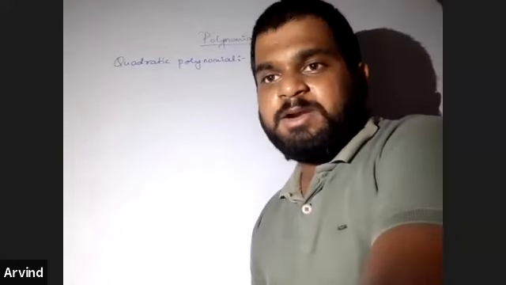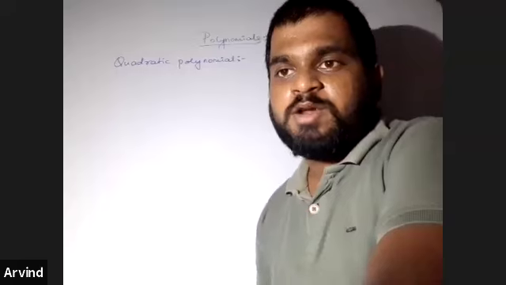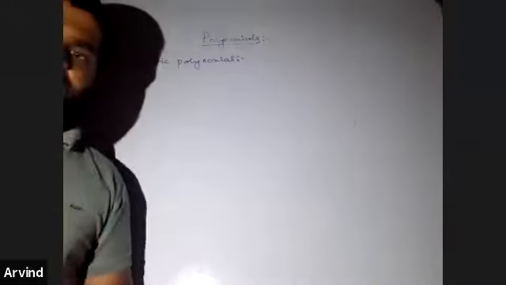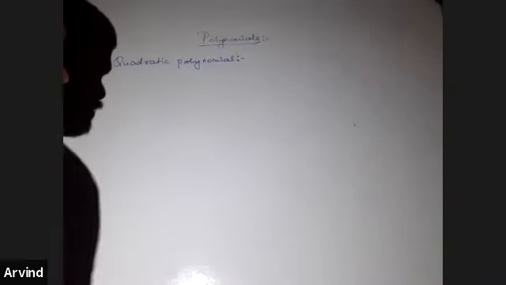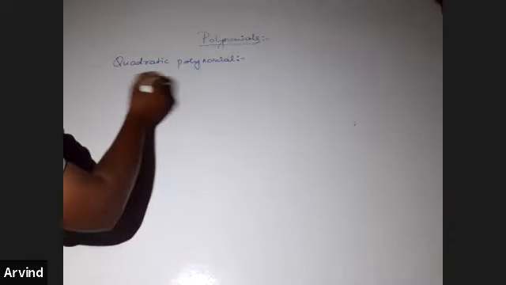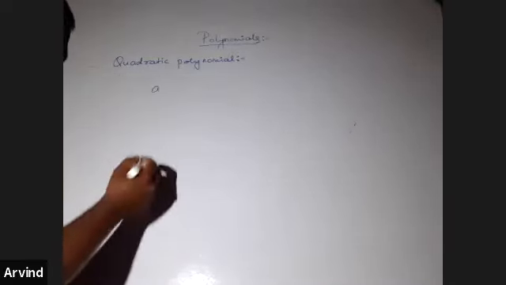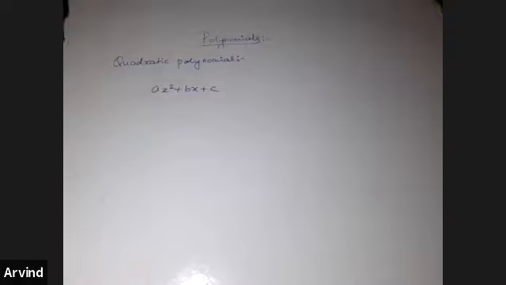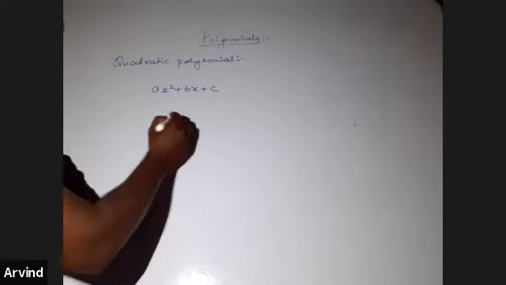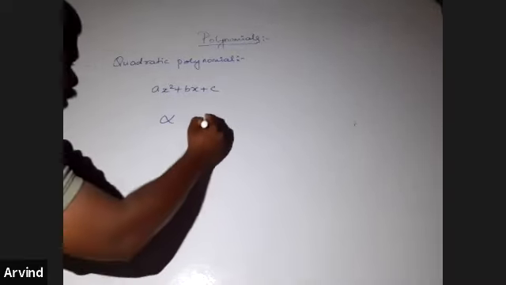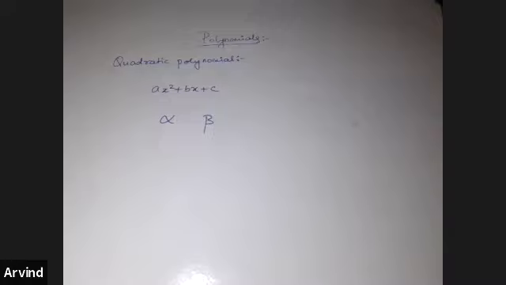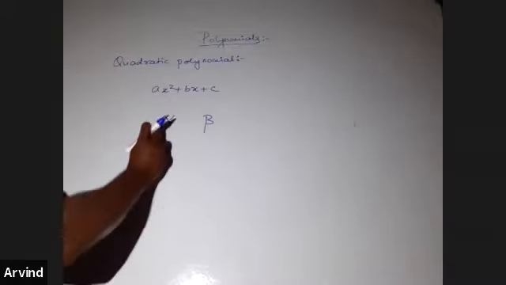Now, quadratic polynomials means degree 2, you said. So how many zeros do you get for a quadratic polynomial? 2 zeros. Okay? Now for this concept you don't have a derivation, but I'll just give it as it is. Let's say ax square plus bx plus c is a polynomial. We will get 2 zeros. I take one as alpha and the other one as beta.